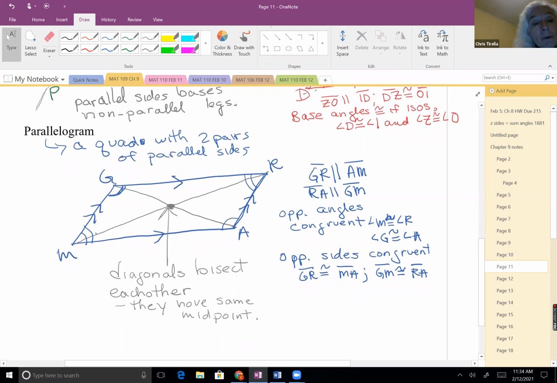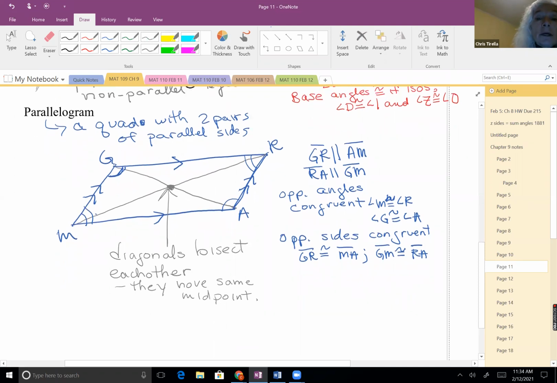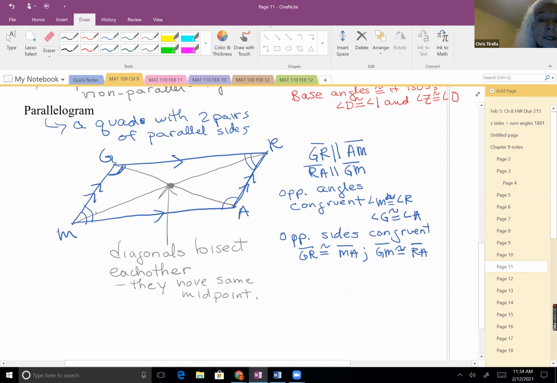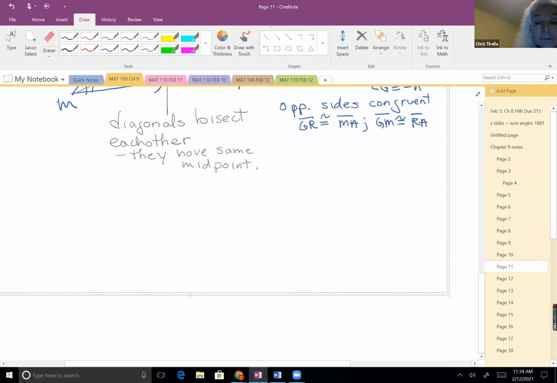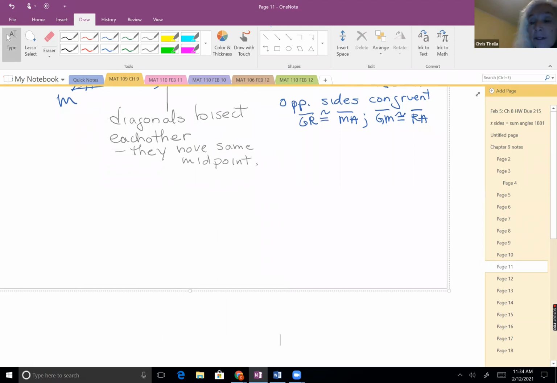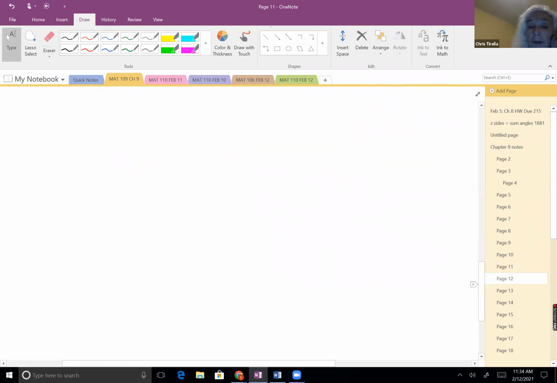You really have to have a good handle on parallelograms to understand the next four. Next one, page 12, is a rhombus. We're going to define a rhombus as a parallelogram.